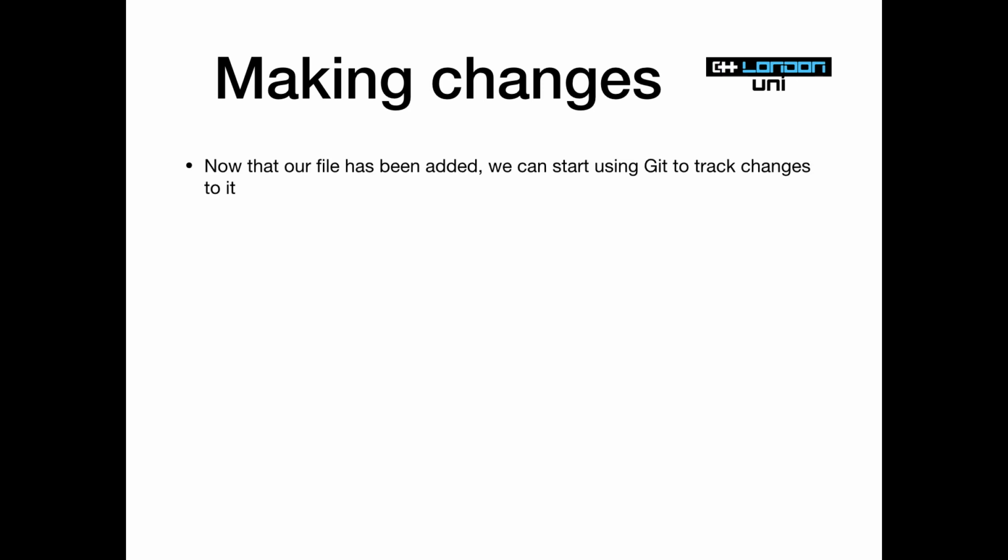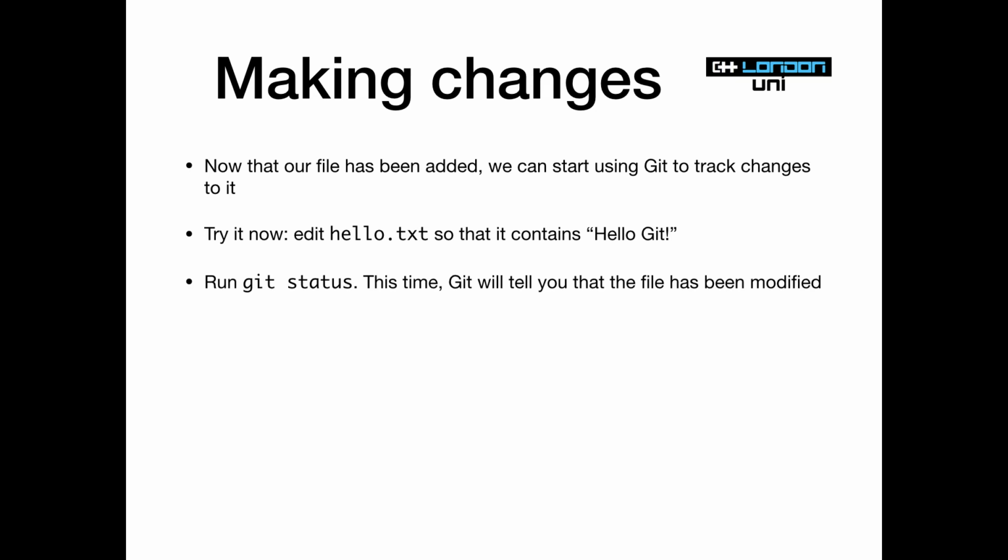So now that we have a file in our repository, we can start using Git to track changes to it. So if we edit our file, hello.txt, so that it now says "hello Git" instead of just "hello", and we save our changes, Git's pretty smart, and it's going to notice that the file's changed. If we run git status, Git will tell you, I'm tracking this file, and you've modified it.